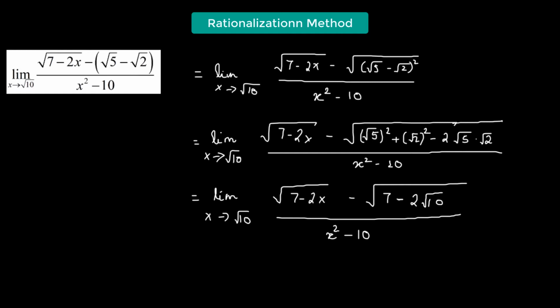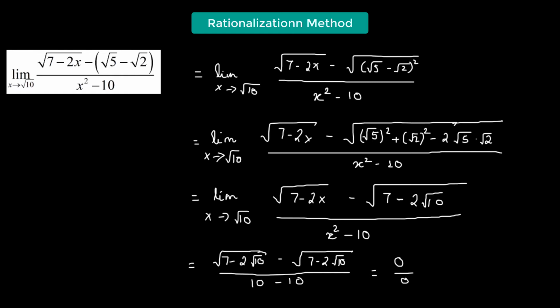Now when we substitute for the value of x into the given function, we get square root of 7 minus 2 times the square root of 10 minus square root of 7 minus 2 times the square root of 10, divided by x squared, which is the square root of 10 squared. So that will give us 10 minus 10, and thus give us the value 0 over 0, which is an indeterminate form. Now from here, what we have to do is rationalize the numerator.